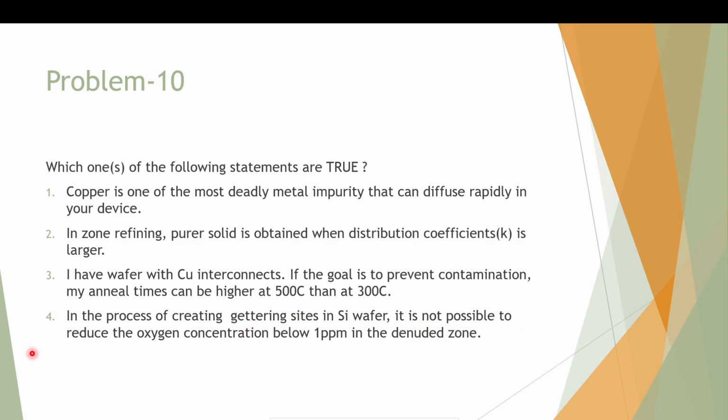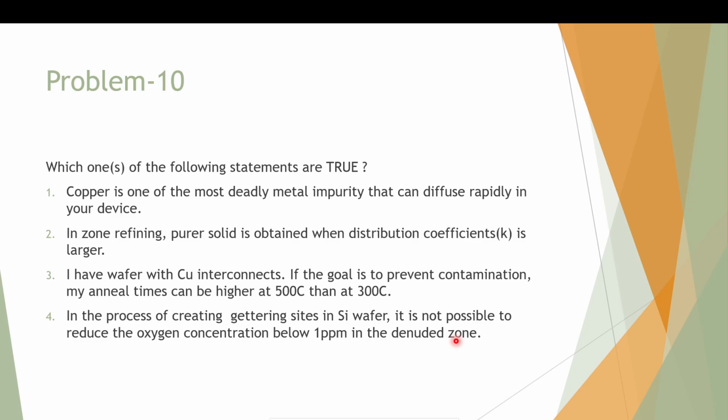The question is: it is not possible to reduce the oxygen concentration below 1 ppm in the denuded zone. The denuded zone is the active region, or the region close to the active region, from where we have removed the oxygen by out-diffusion.